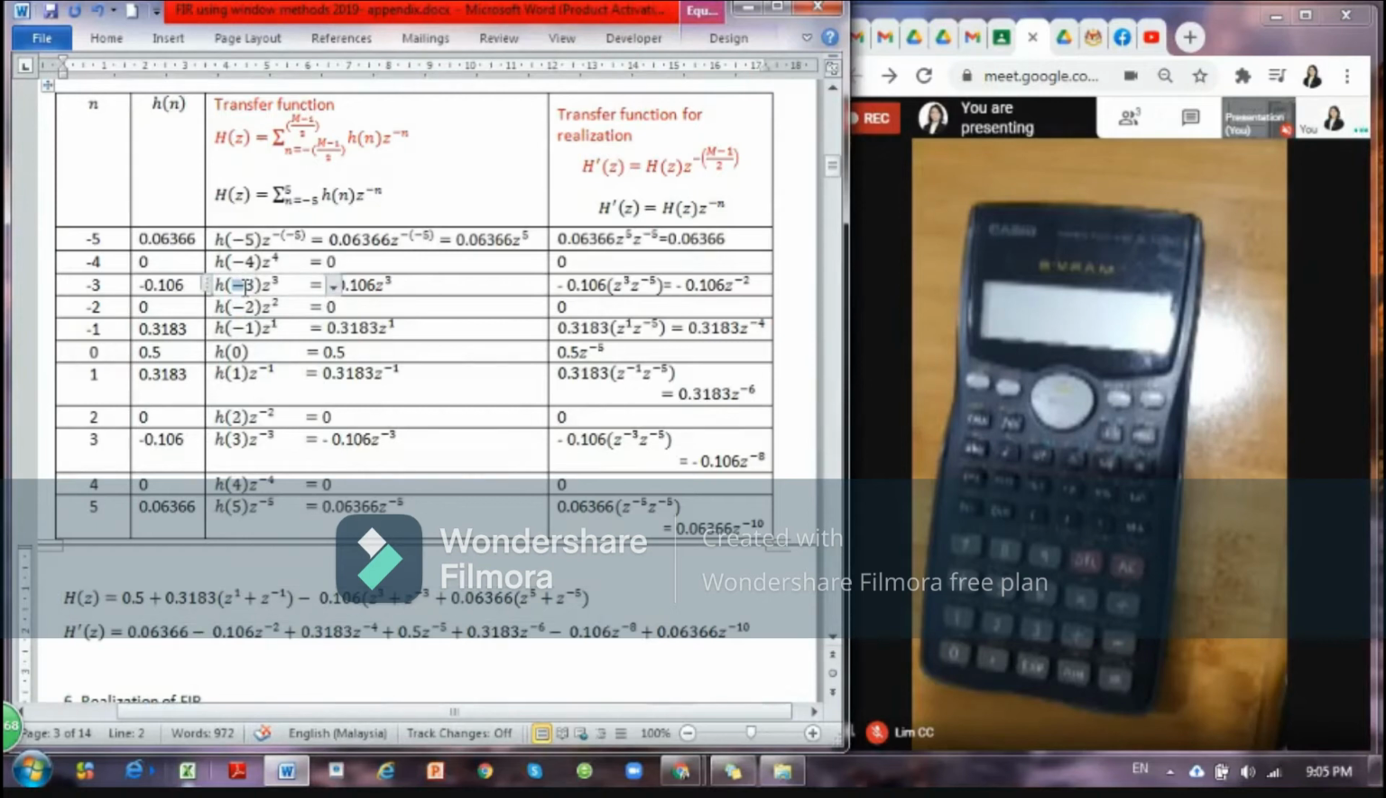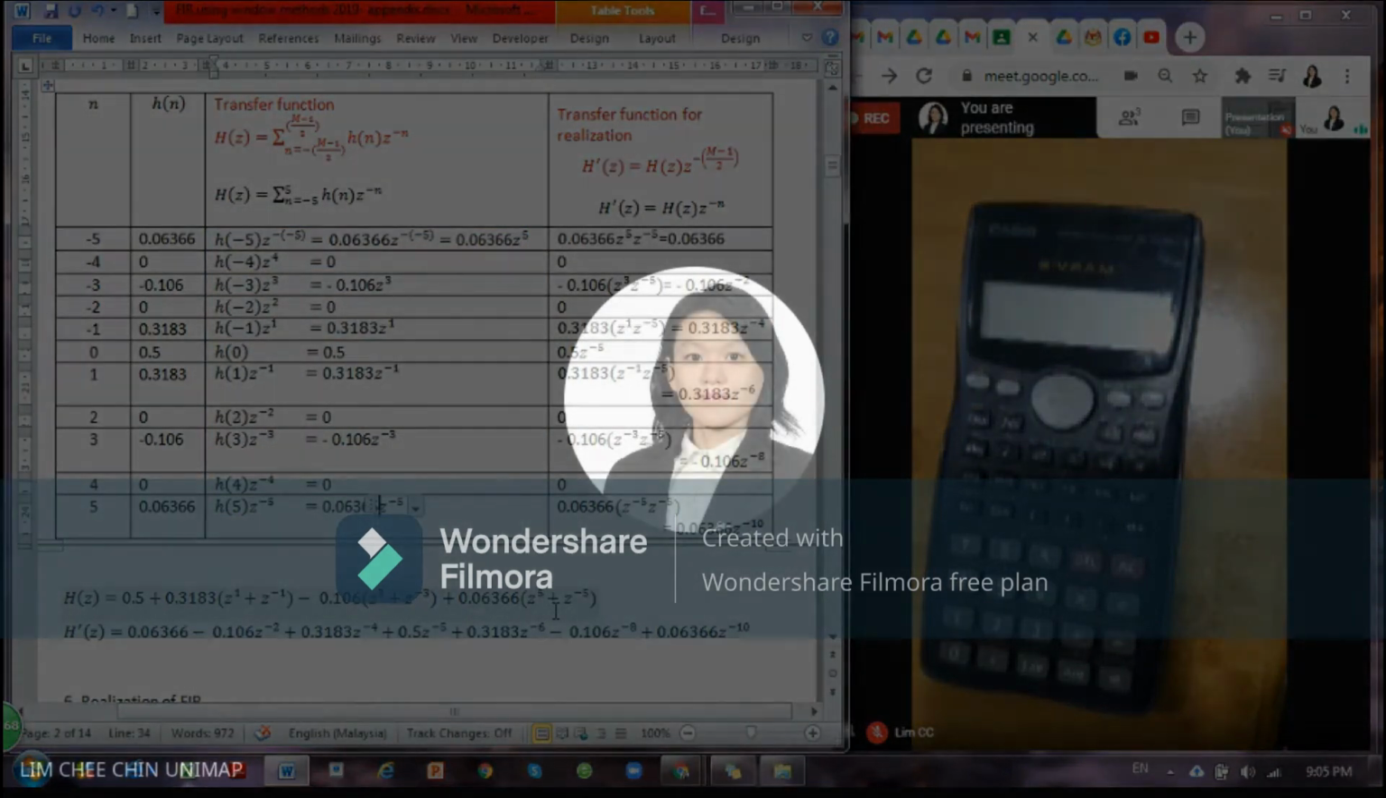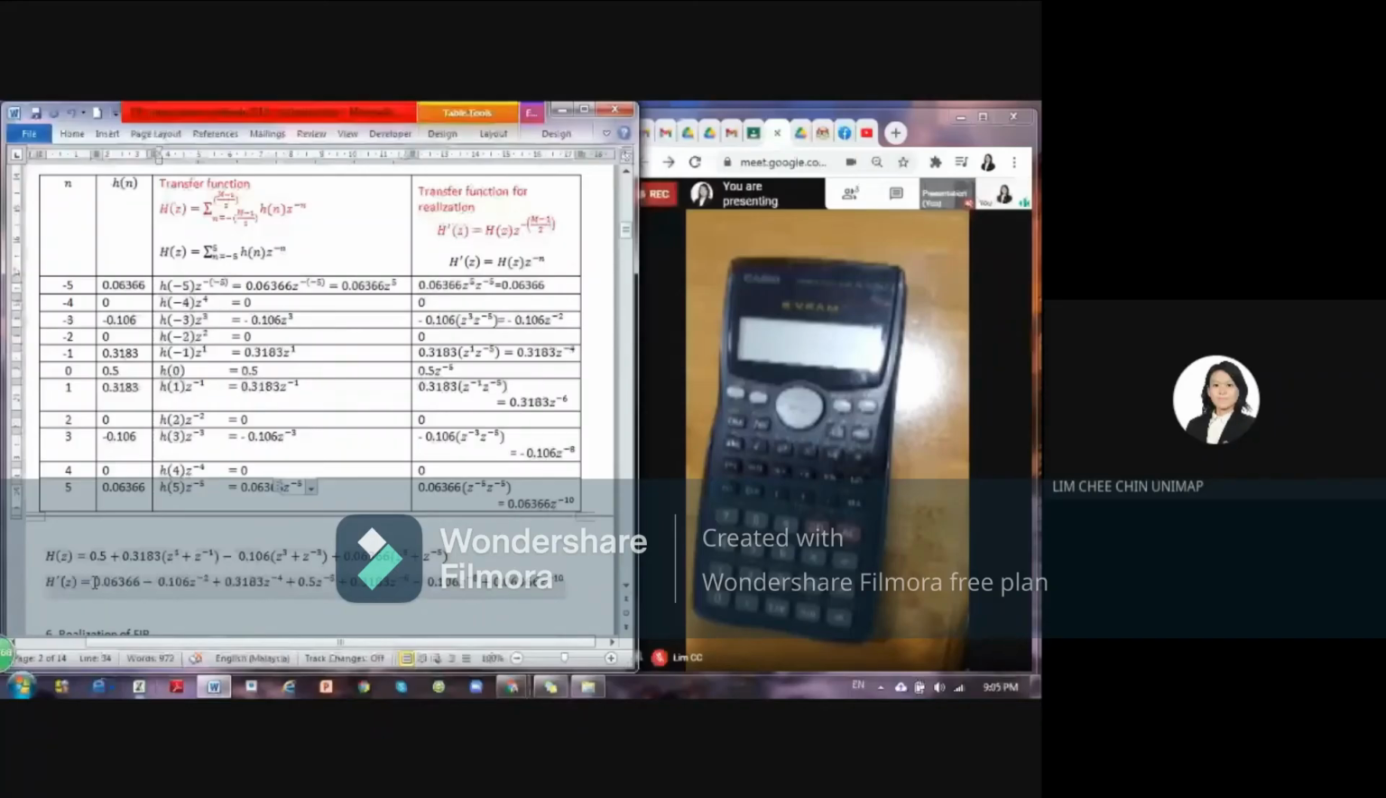Then we write for n equals to 3 and n equals to minus 3. So we will have 0.106 z power of 3 and z power of minus 3. Okay, then we do for n equals to 4, it's 0. N equals to minus 4, so it's 0. Then we do for n minus 5 and n 5. We write down the equation h prime also. H prime, okay, so we will have 0.6366 minus of this one, and because it's a minus, so plus with this one, plus with this one, minus this one, and plus with this one. Okay, then we get a function like this.